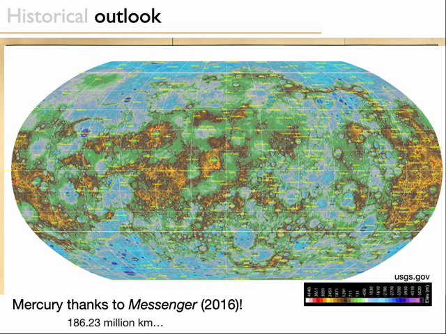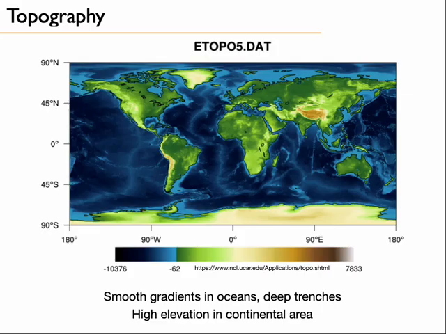Some decades later, here 2016, you see the same type of representation, a bathymetric topographic map, but this time applied to Mercury. So we are now able to map the topography of objects which are 186.23 million kilometers away from us. So that's very impressive. So let's go back to Earth.